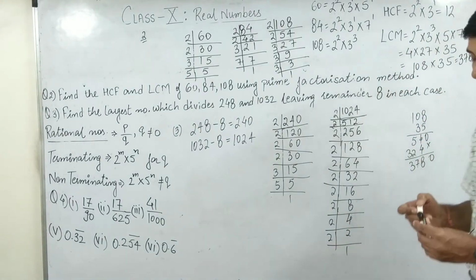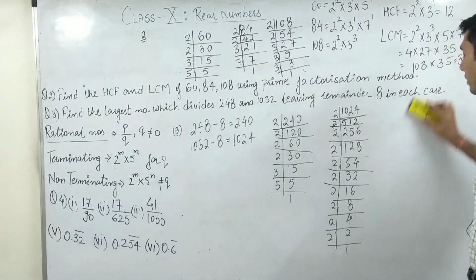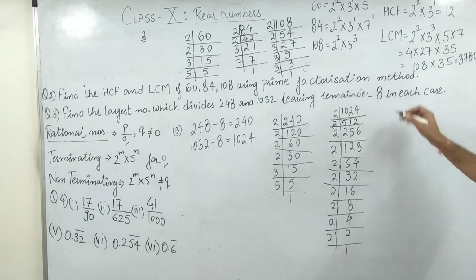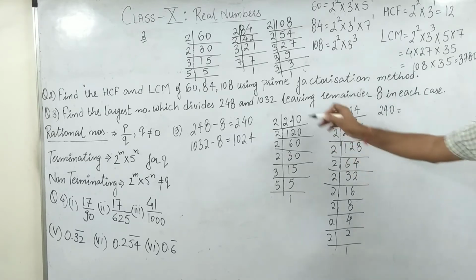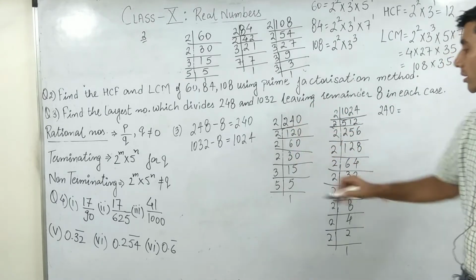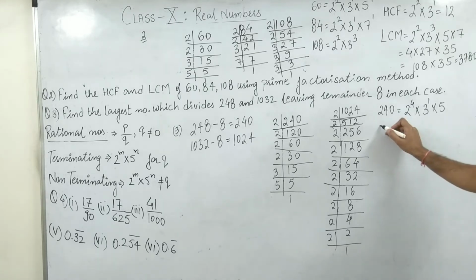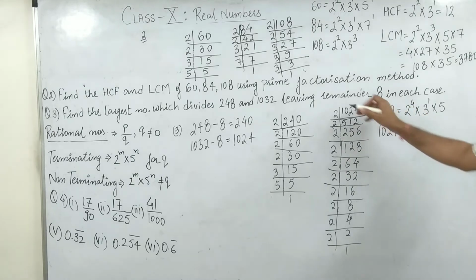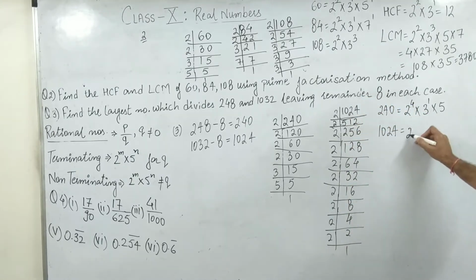As usual guys, let's start finding out the factors using the prime factorization method. I think this chapter should have been in class 8, but anyway. So it's 240. It is going to be 2 to the power 4 multiplied by 3 to the power 1 multiplied by 5. Then comes 1024. It should be equal to 2 to the power 10.